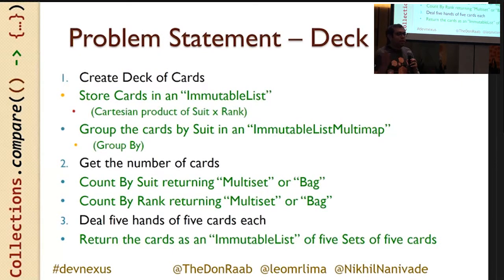Then you wanted to group the cards, similar to the SQL group by, by the suit. The next part was to count how many cards there are for each suit and for each rank. And last but not least, you wanted to deal those cards, so essentially get those cards out of that immutable list. I will go through the code, which will make it much clearer, but I just wanted to give you an overview. Feel free to ask questions in between.